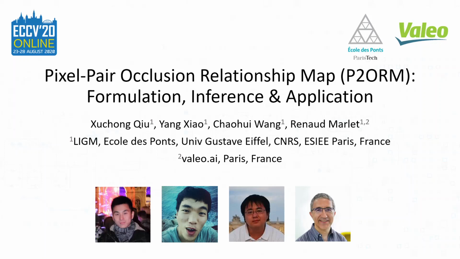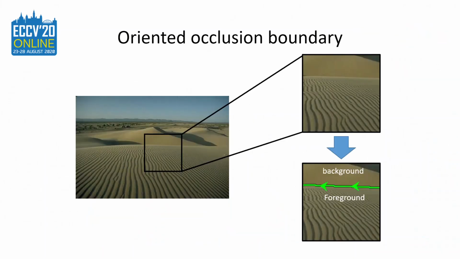In this video, we introduce our work about the pixel pair occlusion relationship map and its application in depth refinement. We focus on the oriented occlusion boundary estimation task, which is a harder task than just estimating occlusion boundaries. Given an image, the goal is to simultaneously estimate the occlusion boundary and a boundary orientation, which indicates the side of foreground and background. As we can see, the left side of the green arrow indicates foreground.